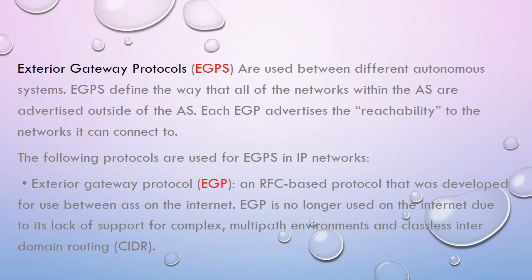Exterior Gateway Protocols are used between different autonomous systems. Exterior gateway protocols define the way that all of the networks within the autonomous system are advertised outside of the autonomous system. Each exterior gateway protocol advertises the reachability of the networks it can connect to. The following protocols are used as exterior gateway protocols in IP networks.